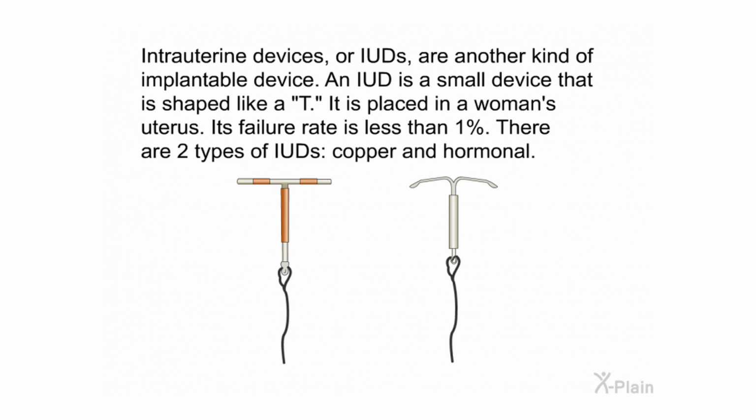Intrauterine devices, or IUDs, are another kind of implantable device. An IUD is a small device that is shaped like a T. It is placed in a woman's uterus. Its failure rate is less than 1%. There are 2 types of IUDs, copper and hormonal.